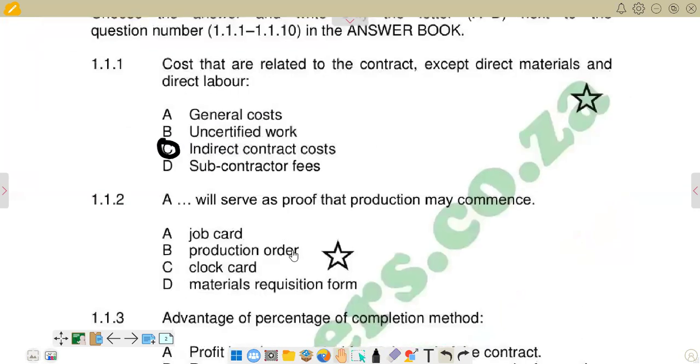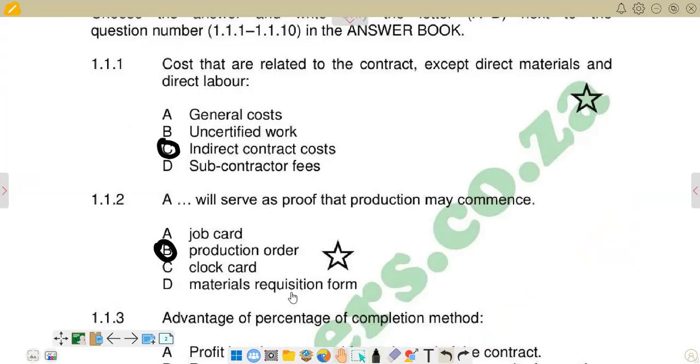1.1.2, and the question reads, a dash will serve as proof that production may commence. Remember, when production is commencing, there's a proof that is sent, that is a production order. So a production order becomes our appropriate answer on 1.1.2.